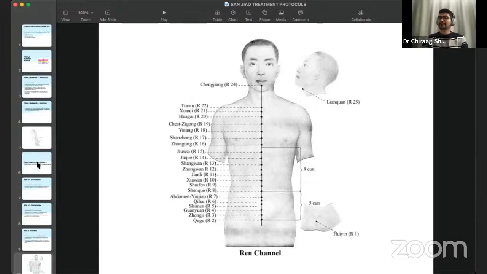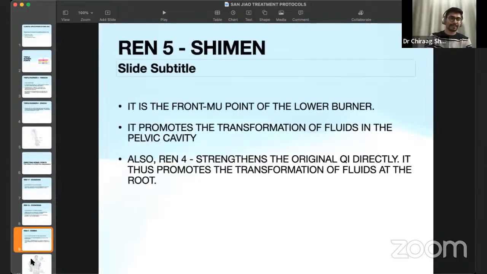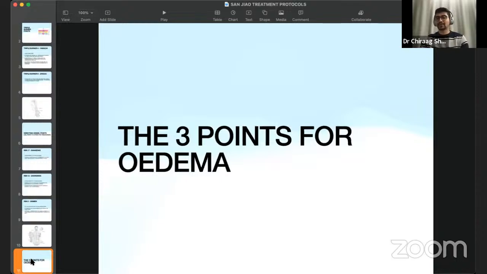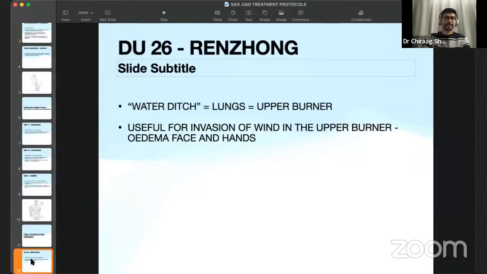Now we come to the last set of points which are vital for the Sanjia. They are more to do with the actual fluids which accumulate in the cavities. The 3 points for edema. The first point is called Du26 Renzhong. It is called water ditch. It equates to the lungs which are in the upper burner. It had a Chinese term as well. I will put it up later. Now it is useful for the invasion of wind in the upper burner, causing edema of the hands and face. That is when you can use Renzhong.